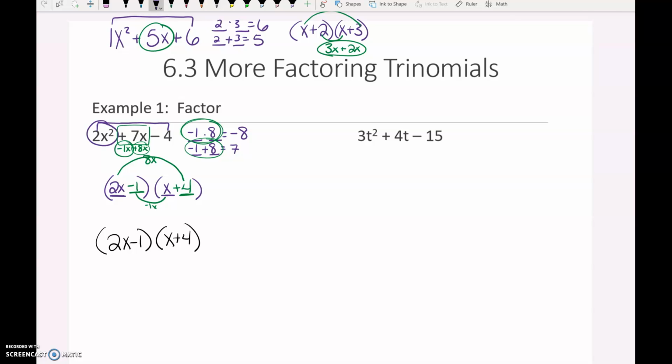Okay, both methods we're going to start the same way. You have to multiply the first number and the last number. So we are looking for two numbers that multiply to give us 3 times -15 is -45. Those same numbers have to add up to the middle number 4.